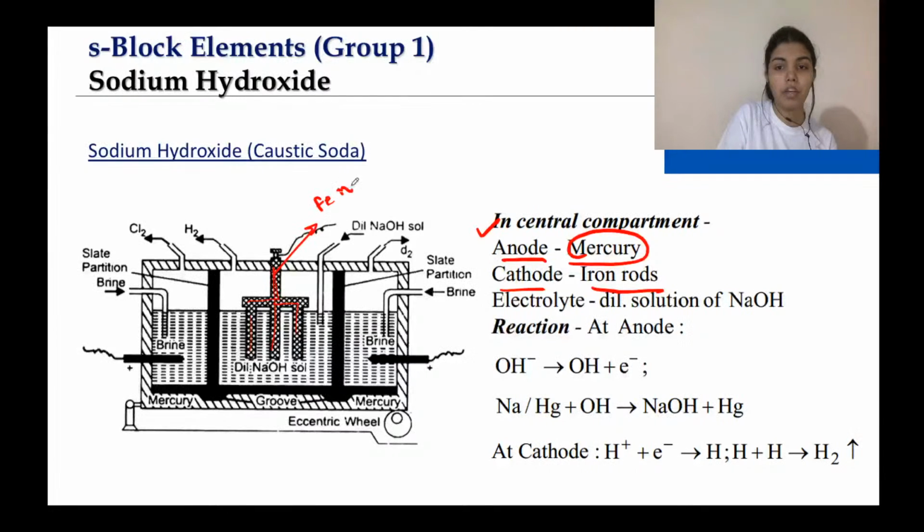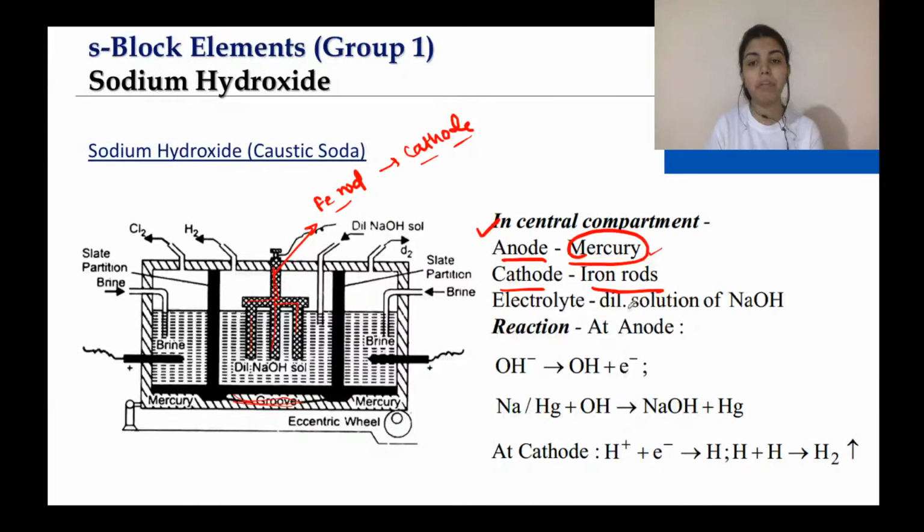Iron rod serves as the cathode, and the anode is mercury. Mercury will be the anode here, and the electrolyte will be a dilute solution of NaOH. Now this is also very important. In the outer compartment we were having brine solution as the electrolyte. Here the electrolyte is a dilute solution of NaOH.